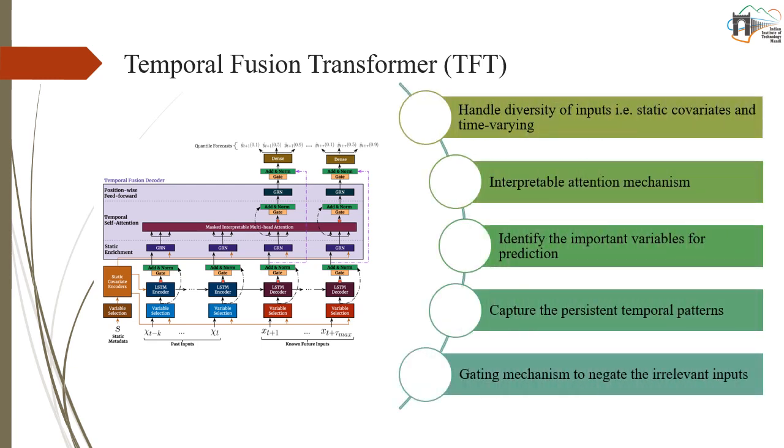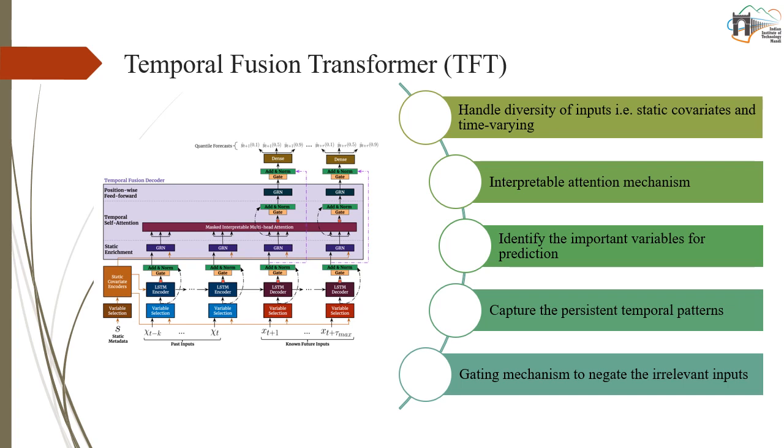So yeah, the first thing is handling the diversity of inputs. Our model handles diverse inputs, including both static covariates and time varying data, very effectively, and it incorporates its static covariate encoders to effectively integrate the static features into the forecasting process. This enables our model to leverage additional information that can have a significant impact on the predictions. By considering both static and time varying inputs, our model can capture a comprehensive view of the underlying patterns and dynamics in the data.